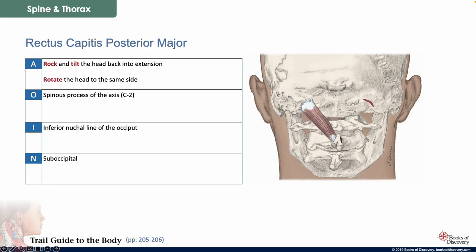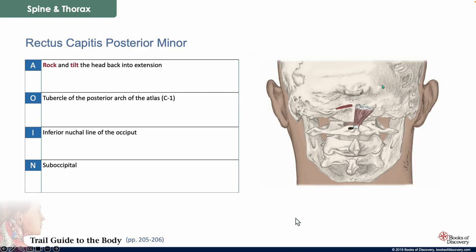So you have major, and here's minor. This guy's tiny, but it's doing the same thing. Again, it's the yes and no. Since it's so tiny, though, it's not really doing the rotation. So minor does minor actions, major does both of them. Same areas of attachments, except this goes to C1. Remember C1 just kind of holds your skull where it needs to be, just rocking out.